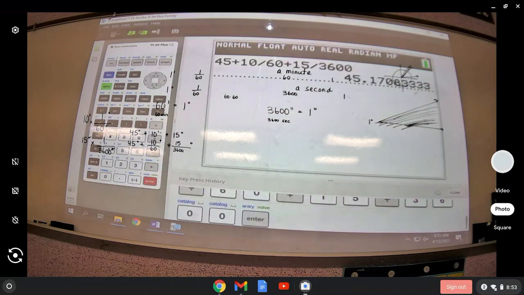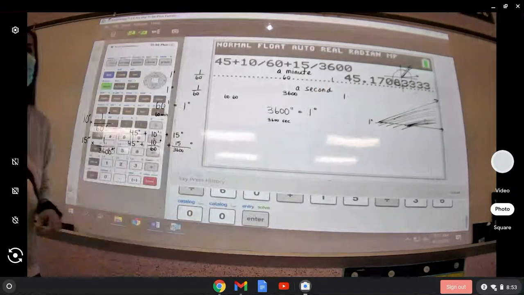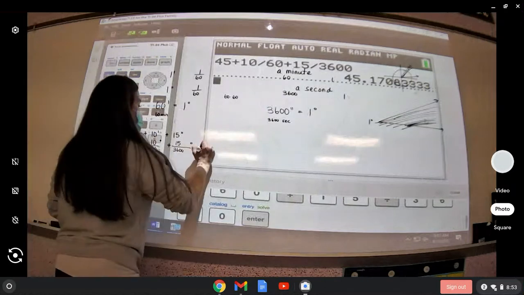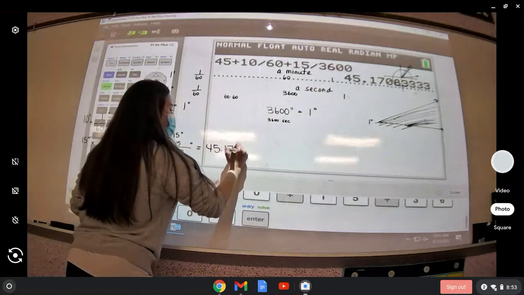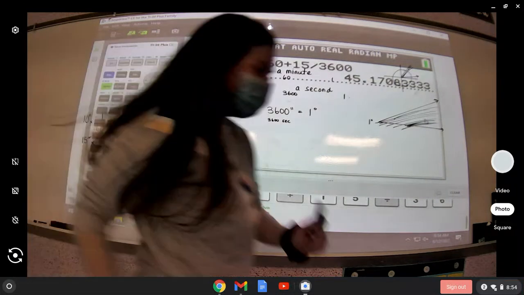Hit enter, and they keep 4 decimal places on the homework. It's 45.1708 degrees. So that would be 45.1708 degrees. And you've taken your degrees, minutes, and seconds and converted it all back to degrees. Let me just get that off the screen now.